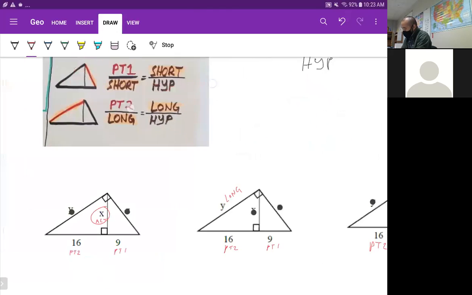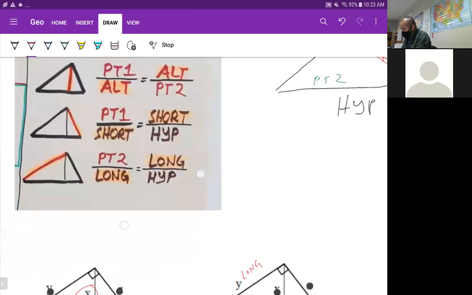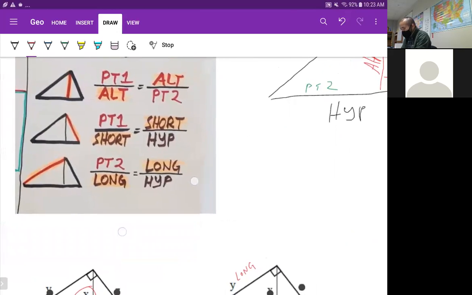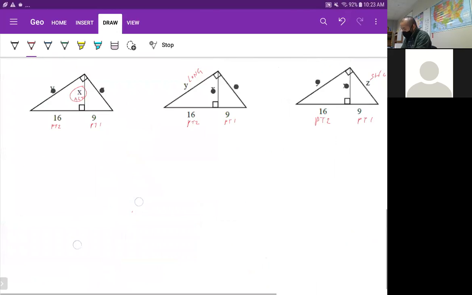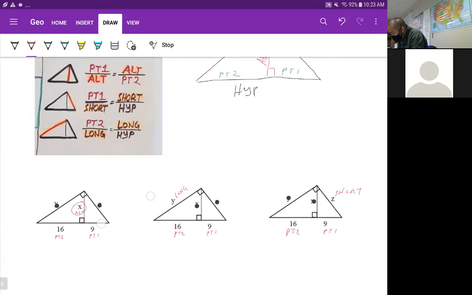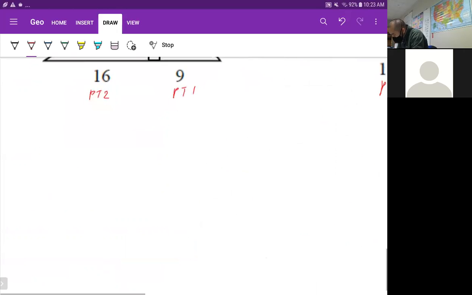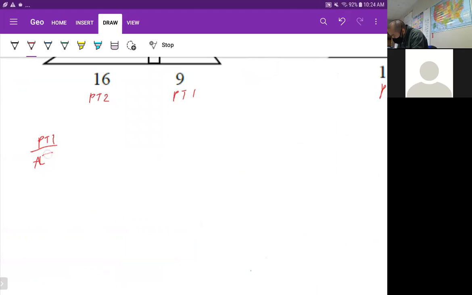So for this first example, you need the altitude. There's only one formula with altitude. Part 1 over altitude equals altitude over part 2. So I'm just going to write that formula down. I already forgot it. 1 and 2. So this one, it's part 1 over altitude equals altitude over part 2.